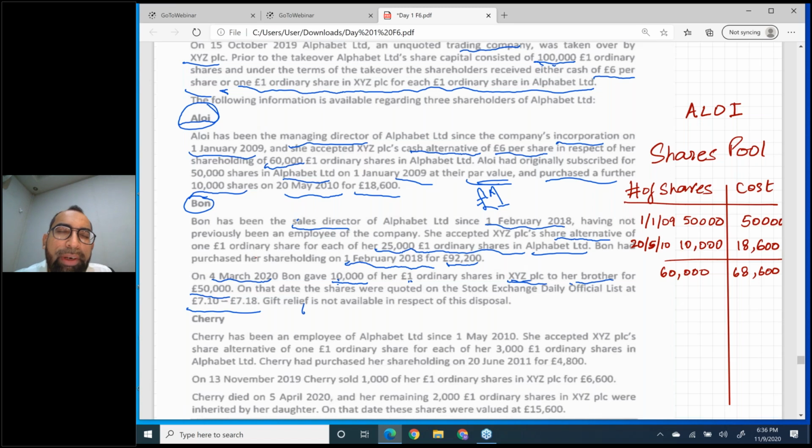7.10 is the lowest quoted price, 7.18 is the highest. We want the mid value. The mid value is 7.14. Okay, thank God. The examiner has written itself what they have written.